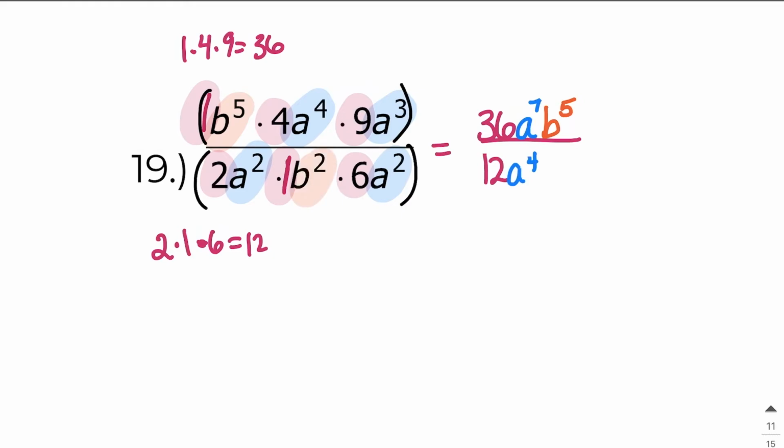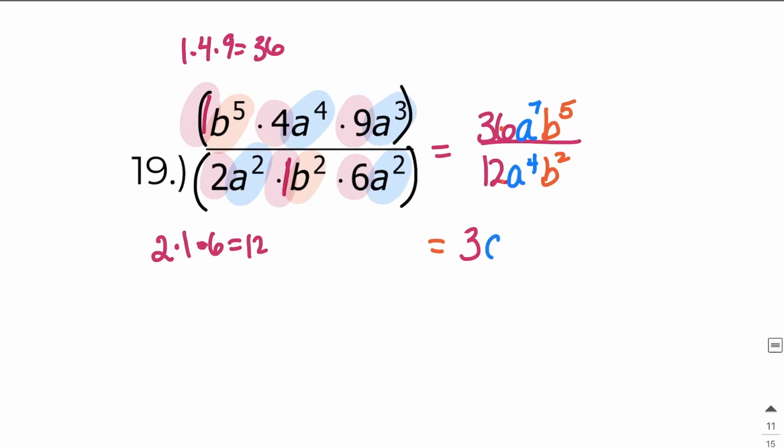And then here I'm going to multiply this b to the power of 2. I'm just going to add that on because there's nothing else that b to the power of 2 can be multiplied by in the denominator. Now, all I have to do is just divide that 36 by 12. I end up getting 3. A to the power of 7 divided by a to the power of 4. You subtract those exponents, so you get a to the power of 3, or a cubed. Same thing with the b's. Subtract those exponents. 5 minus 2 is 3. And this right here is my final answer.